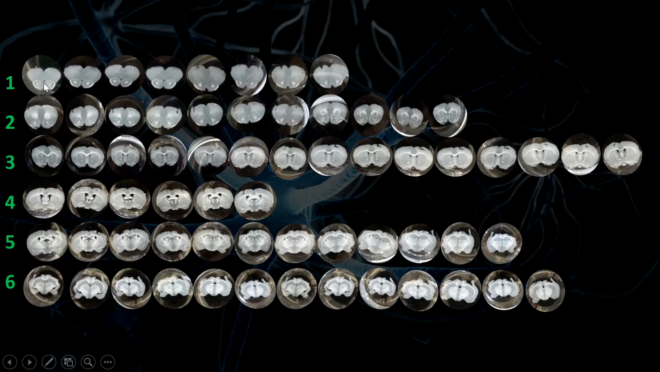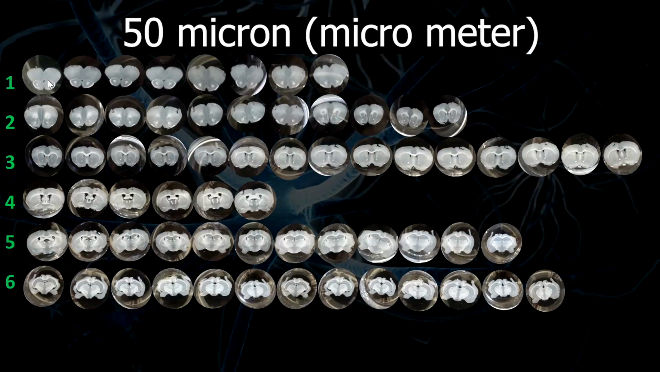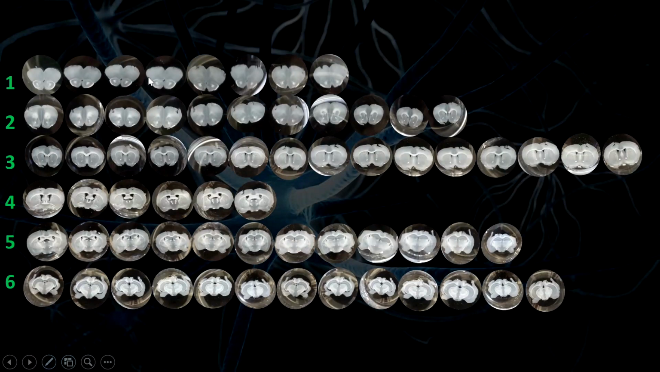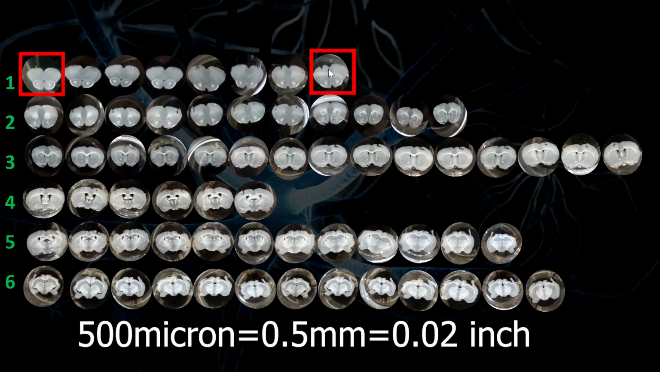If you take a closer look, the first row looks pretty much similar from each other because the slice is 50 micron thick. So the adjacent slices belong to similar structures. Even this slice and that slice are 500 micron away, which is half a millimeter, so they still share similar structures. Let's take a closer look at them.